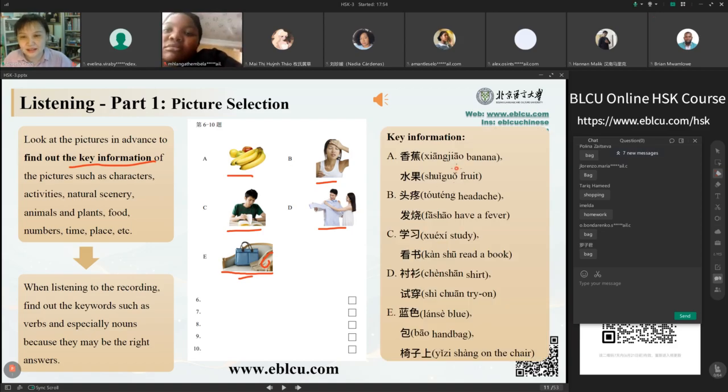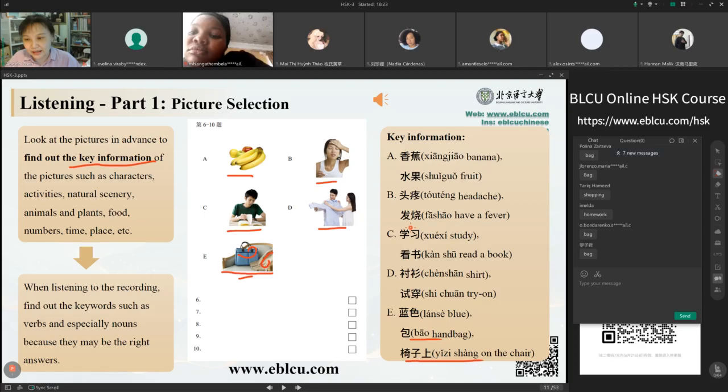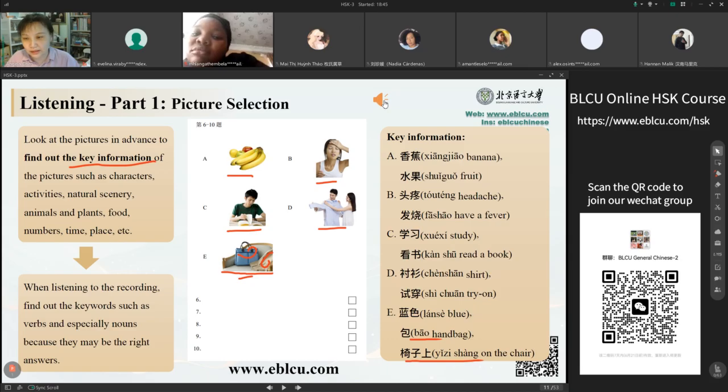So for A, we have 香蕉 or 水果. B, we have 头疼, headache, or 发烧, have a fever. And C, maybe 学习, maybe 看书. Okay, D is 衬衫 and 试穿 try on, or shopping, 买衣服. So E is 蓝色 blue one, 包 handbag, 椅子上 on the chair. Okay, so then next, you will listen to the recording. If you can find those key information in the recording, then that dialogue will match that picture. So let's try together to listen to the recording.